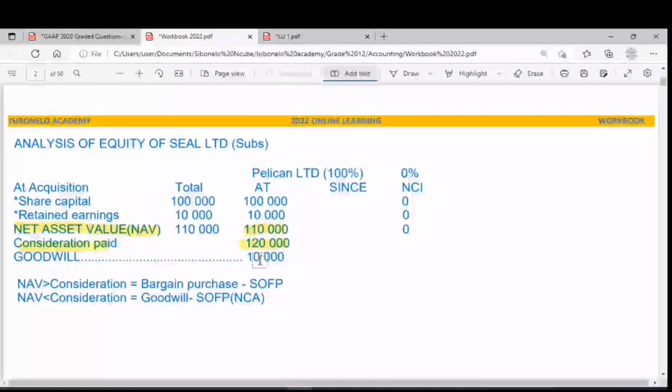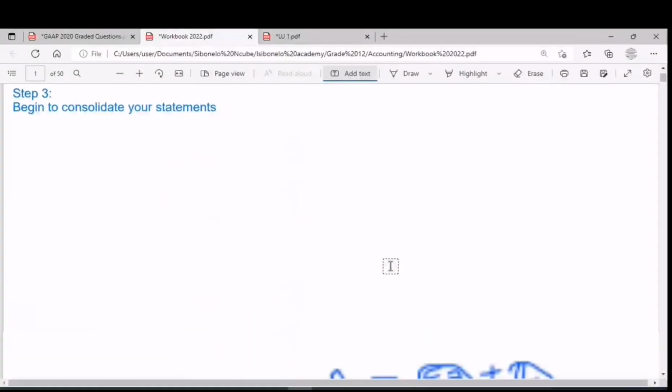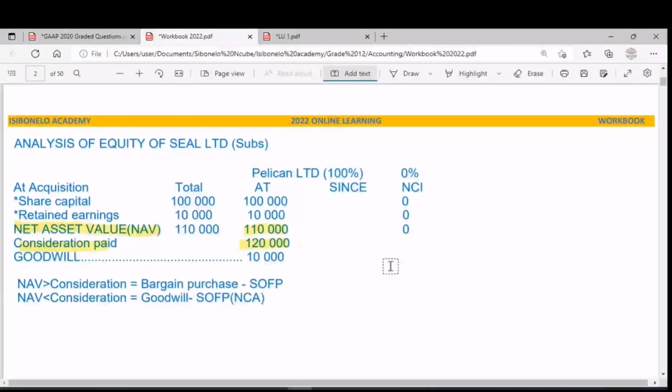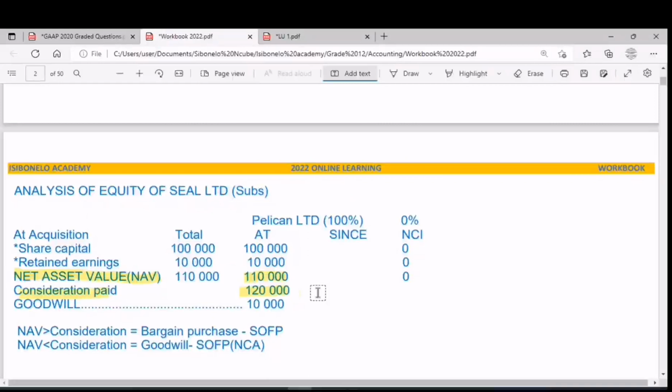So our analysis is now done. Then what steps do we follow? Yes, you place the bargain purchase under the statement of financial position, under non-current assets too. Yes, you put it in the non-current assets, but in brackets because it is a negative balance. All right, then we are done with step 1.